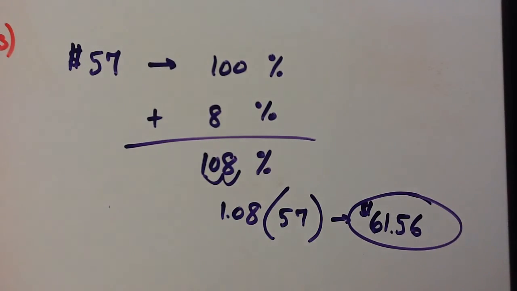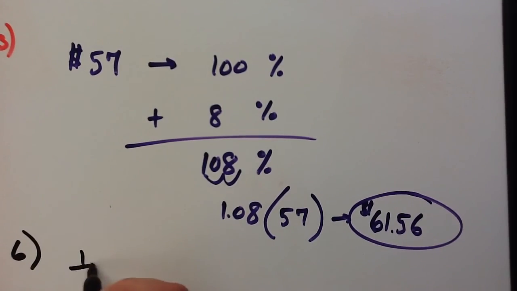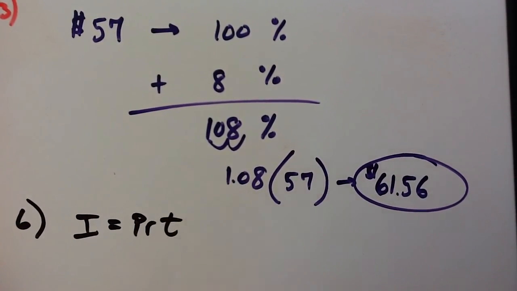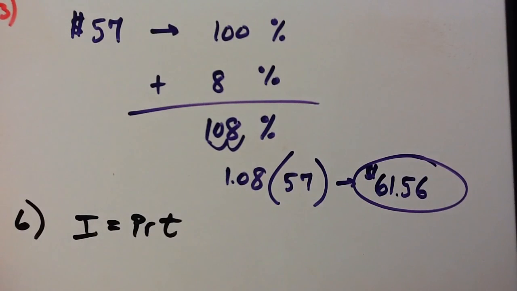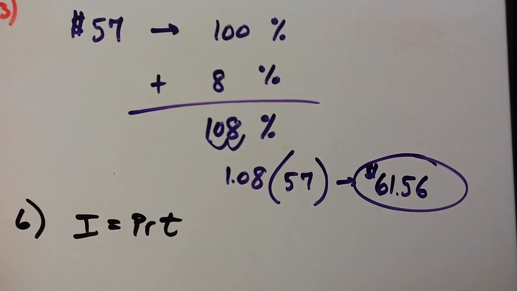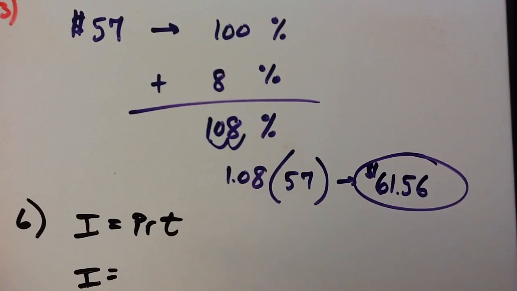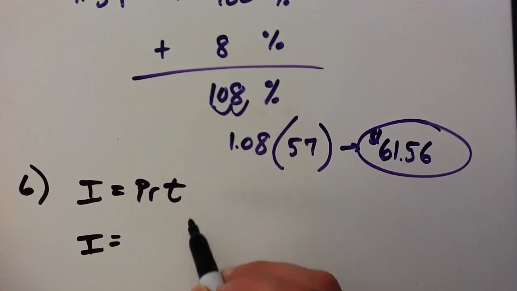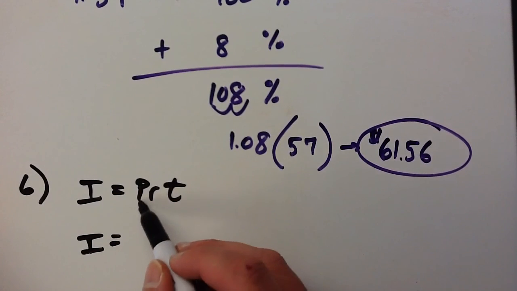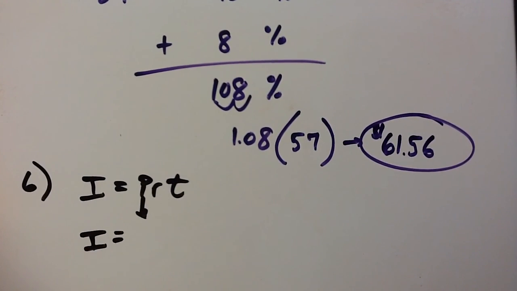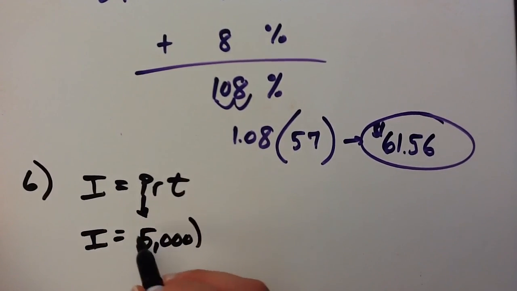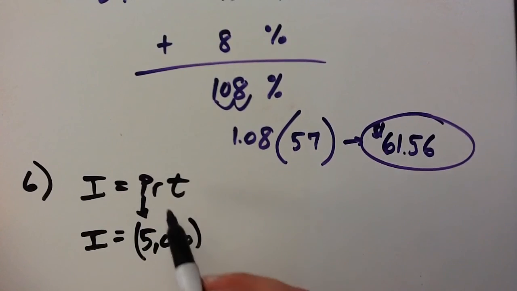Okay, last one, number 6. Again, I am calculating interest, and I know interest is equal to principal times rate times time. And so the question is, how much interest is earned? So I want to know how much interest is earned in 3 years. So that's going to be my T. My T will be 3, but let's figure out the principal first. How much interest is earned in 3 years on $5,000? So that's my principal at an interest rate of 3%.